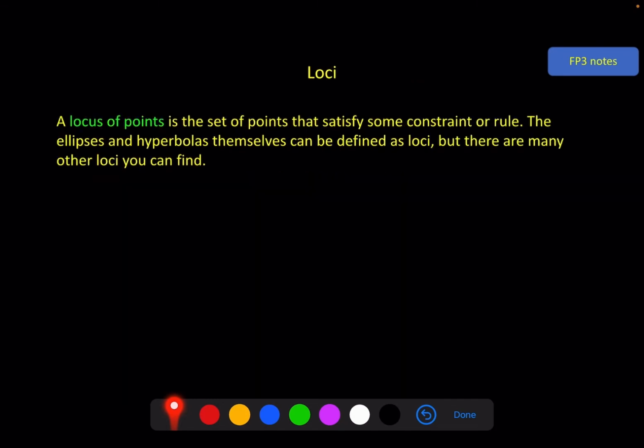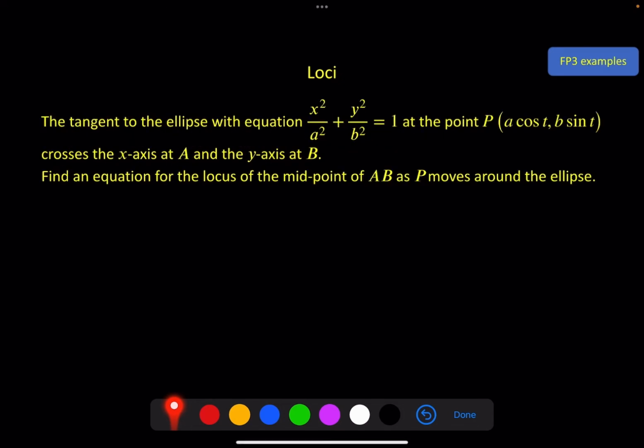Just a quick reminder that a locus of points is a set of points that satisfy some constraint or rule. We've already done this with the ellipses and hyperbolas themselves, defining them as loci, but there are also lots of other loci that you might be asked to find. For example, the tangent to the ellipse with the equation this, the general equation at the point P, general point, crosses the x-axis at A and the y-axis at B. Find an equation for the locus of the midpoint of AB as P moves around the ellipse.